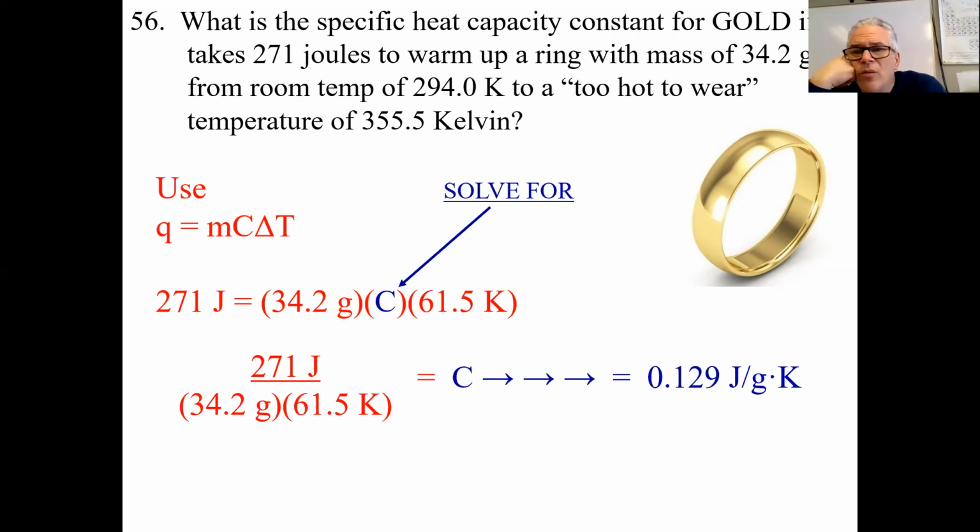What is this 0.129? That means, for instance, if you want to change the temperature of liquid water, you have to add 4.18 joules to make every gram change by 1 Kelvin. But for gold, you don't have to add 4.18 joules. You only have to add 0.129 joules. This is a very little amount of energy. Metals heat up really fast. They have very low specific heat capacity constants. You know that, right?